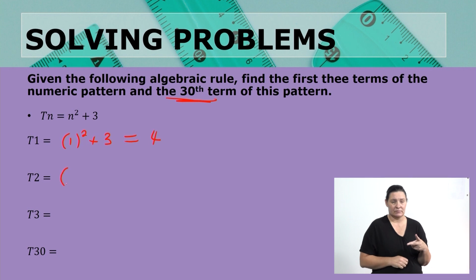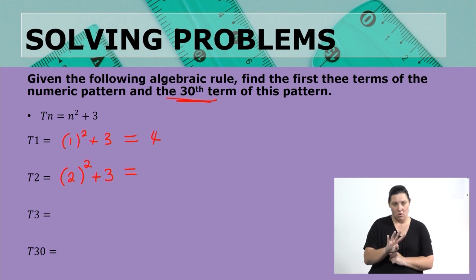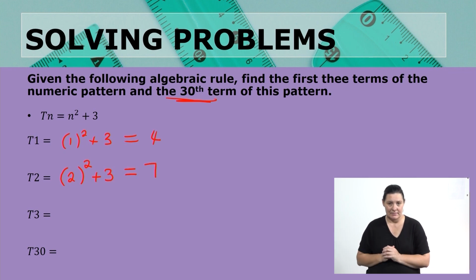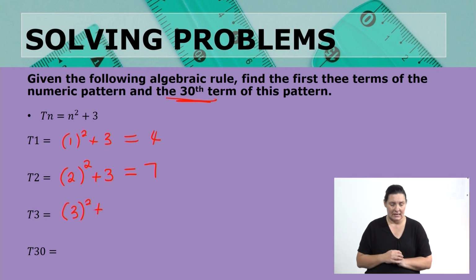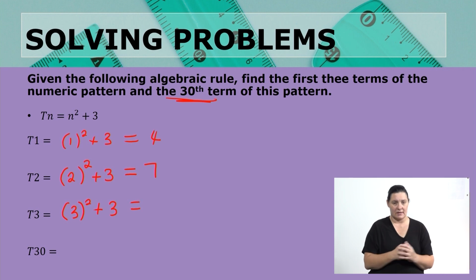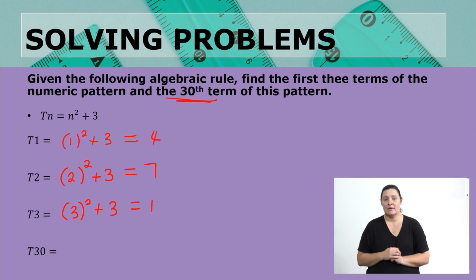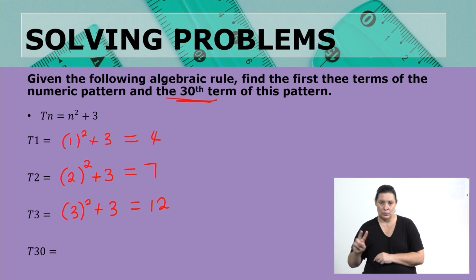Then we look at the second term. That is going to be 2 squared plus 3. So 2 squared is 4. And when we add 3, that is going to be 7. Let's look at the third term. That is going to be 3 squared plus 3. Now 3 squared is 9. And when we add 3 onto that, that is going to be our 12.